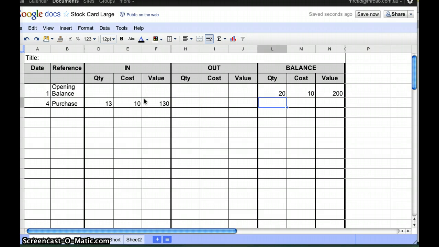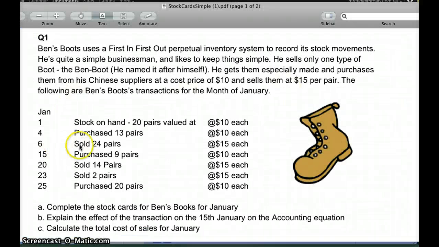In total, I started off with 20, purchased 13, so my balance now is 33, all at a cost of $10, and my value is 330. So I've just added this to my original balance. 13 plus 20 is 33, multiplied by the cost gives me my total value. The next transaction says it sold 24 pairs at $15 each.